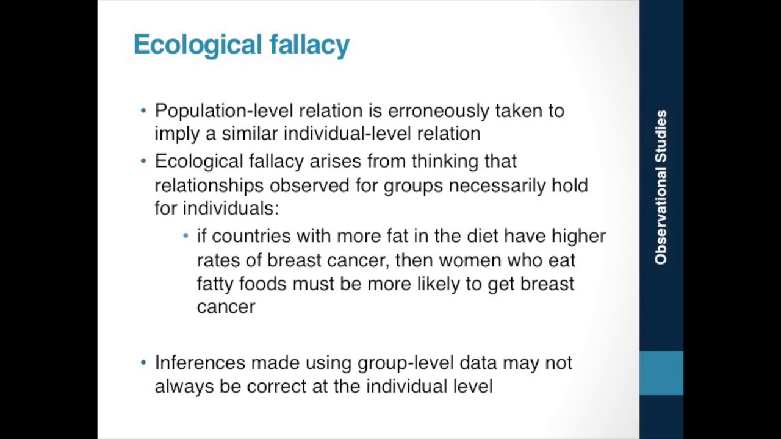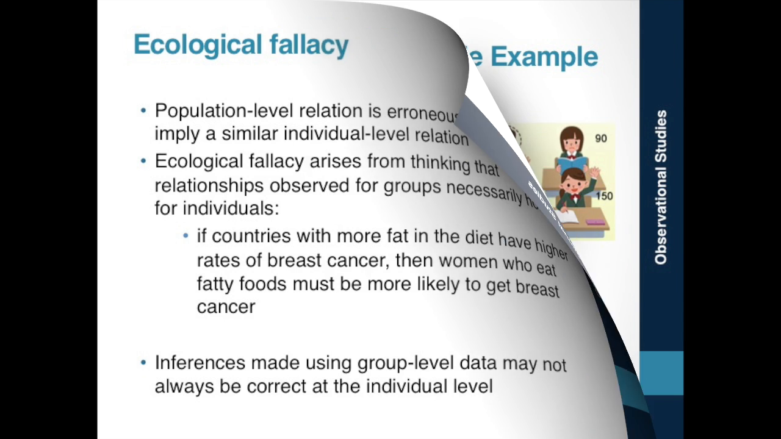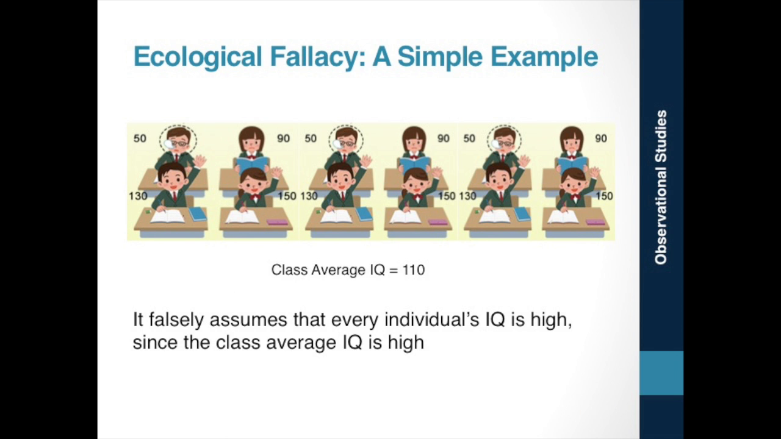So for example, associations found at country level data might not correlate with associations that exist at the individual or neighborhood level. Let's suppose that in a class of 50 students, the average IQ level is high. However, if you pick a random student, it doesn't necessarily mean that he or she will have a high level of IQ too. Such an assumption is an example of ecological fallacy.